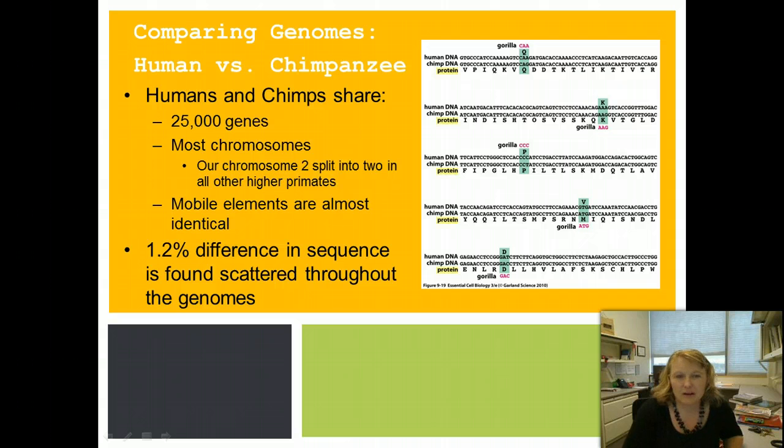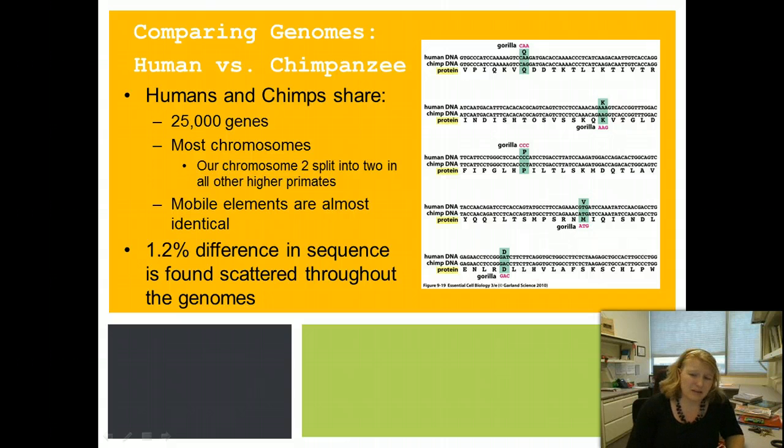But what you can see here on this slide is the few places where there are amino acid changes between the chimps and the humans. It also shows the gorilla changes on here too. And this shows us that we're about 1.2% different in sequence, scattered throughout our genomes. And that's what equals chimp versus human.